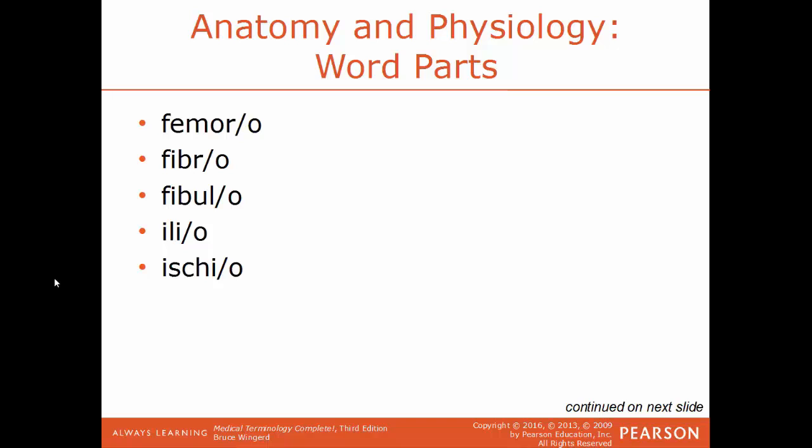Fibulo is a reference to the fibula, which is a bone in your lower leg, one of the two bones of your lower leg. Ilio is a reference to the ilium, which is one of the bones that make up the pelvis. And that goes along with the last term on here, ischio, a reference to the ischium, which is another bone that makes up the pelvis.